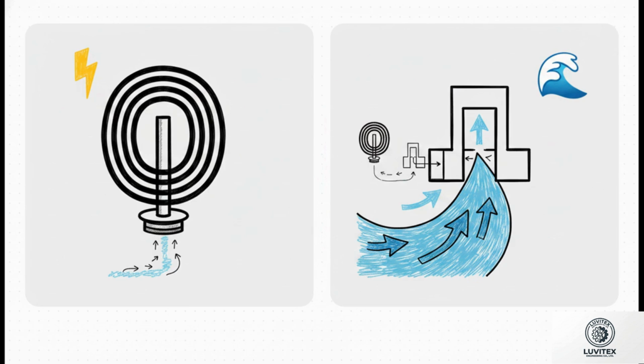Direct-acting valves rely 100% on the brute force of the magnetic coil to fight against the fluid pressure and open that seal, which is great for low-pressure systems. But for high-pressure systems with massive amounts of fluid flow, the coil just isn't strong enough on its own.